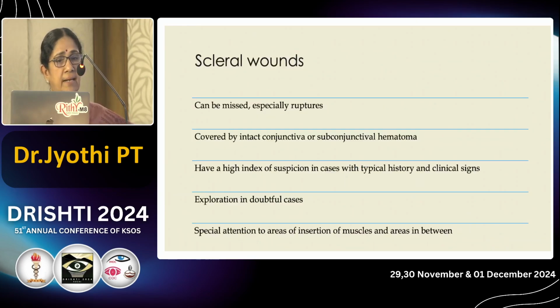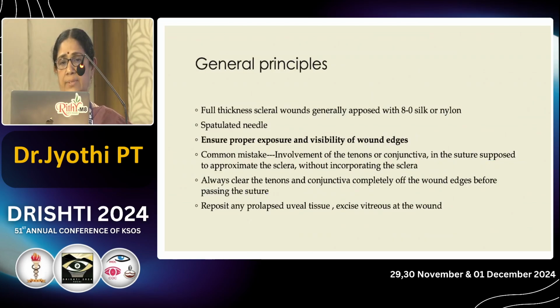Now comes the scleral wounds. Scleral wounds can be missed, especially in ruptures, because they are covered by the intact conjunctiva or a subconjunctival hematoma. You should have a high index of suspicion in cases with typical history and clinical signs. Exploration should be done in all doubtful cases, and special attention should be given to areas of insertion of muscles where ruptures can occur and areas in between.